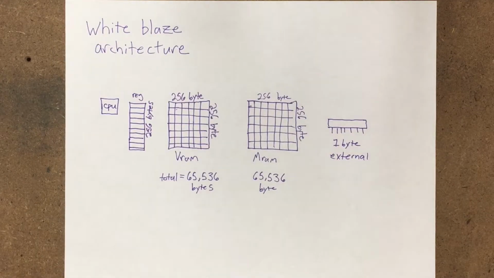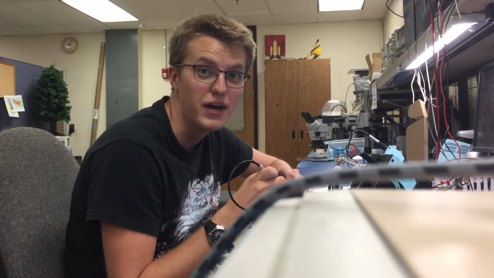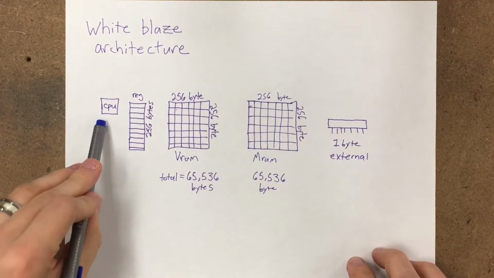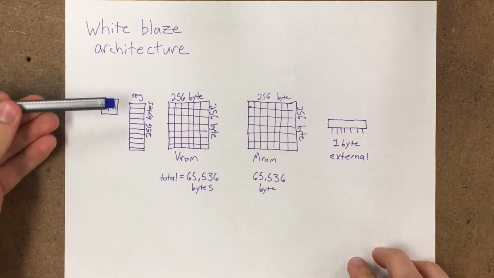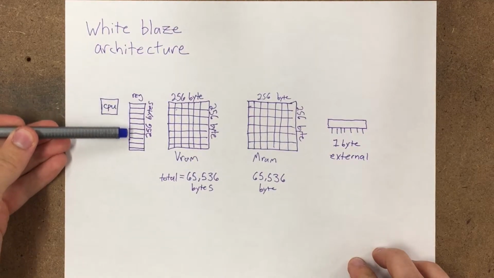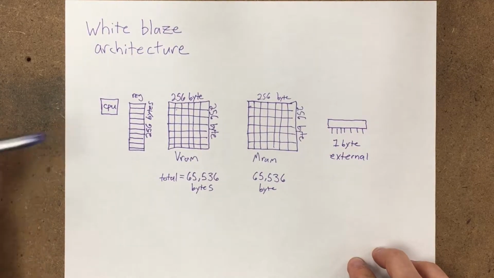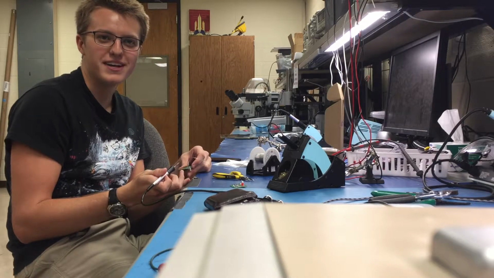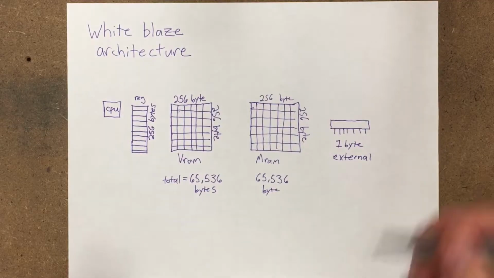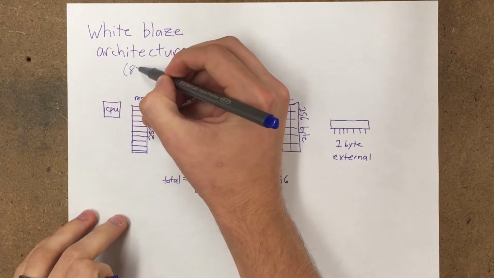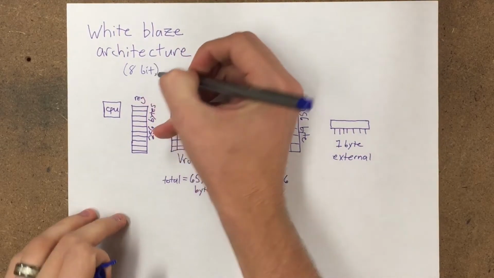A processor is pretty useless without instructions to follow. You bet it is. So the processor inside of the White Blaze architecture will follow the registers, which will be 256 bytes long. 256 bytes, isn't that like a whole meal? And this is, of course, because it is 8-bit.